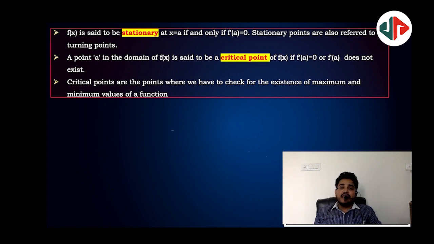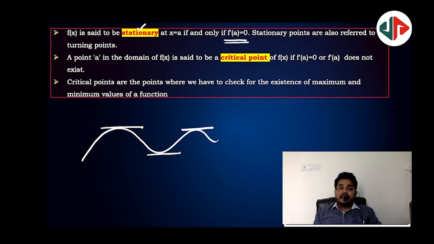F dash of a is equal to 0, we call it the stationary point. Stationary point means generally you are going to get either minima or maxima there, meaning the derivative, the rate of change, becomes 0 and changes direction. Only in a few special cases, like f dash of a is equal to 0, f double dash of a is equal to 0 and a few more things, we call it a point of inflection.